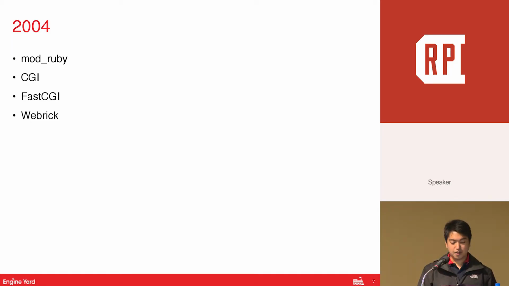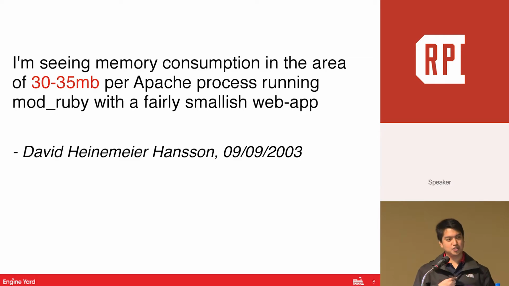I wasn't using Ruby in 2004, but I found this post in the mailing list written by a guy named David, so you might have heard of him. This was in 2003, so actually before Rails was released. "I'm seeing memory consumption in the area of 30 to 35 megabytes per Apache process running mod_ruby with a fairly smallish web app."